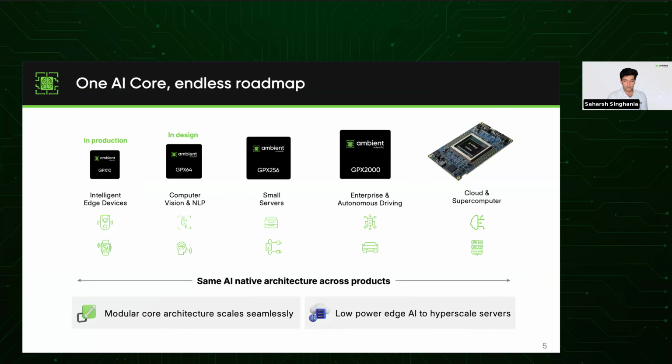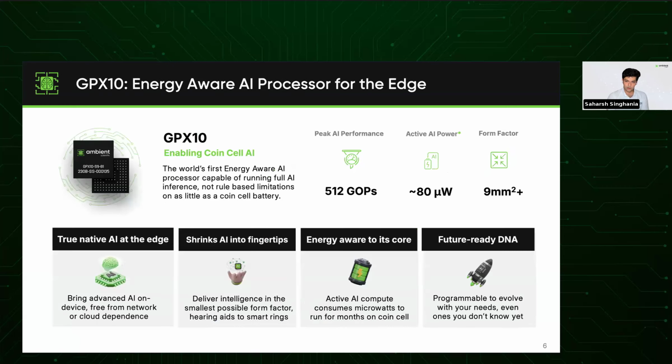With this architecture, we're able to create an entire roadmap of processors for AI compute, all the way from small edge devices, small battery powered devices, to cloud supercomputers, drones, robotics, small edge servers, enterprise computing, and so on. Our first product from this roadmap is actually already out. It's called GPX10. It's targeted for battery-powered edge AI computing, and it actually opens up a whole new category in the market that we like to call coin cell AI.